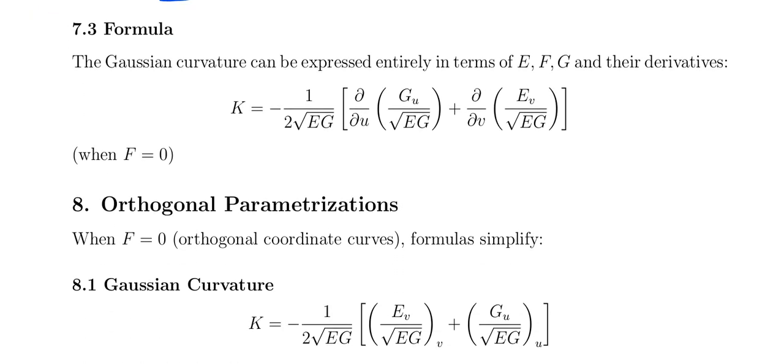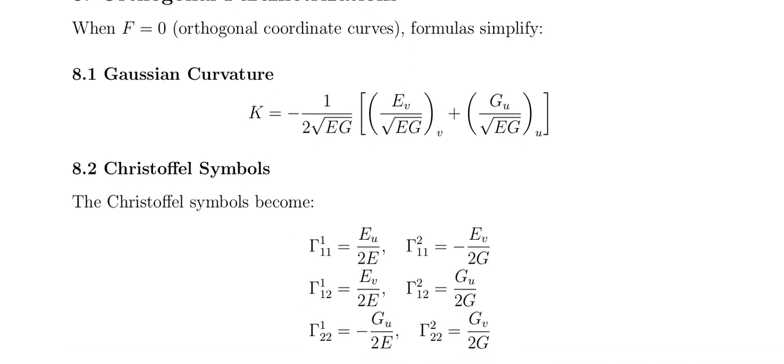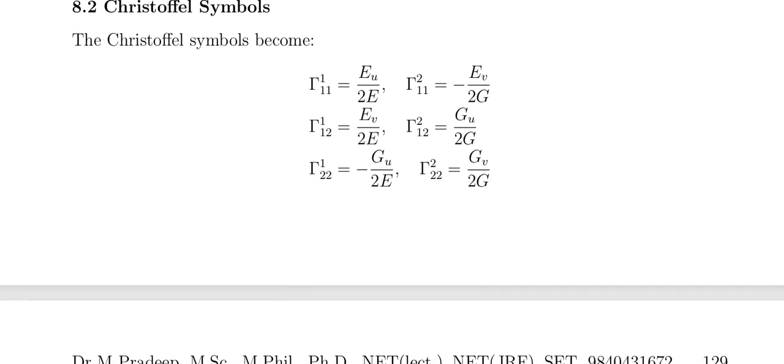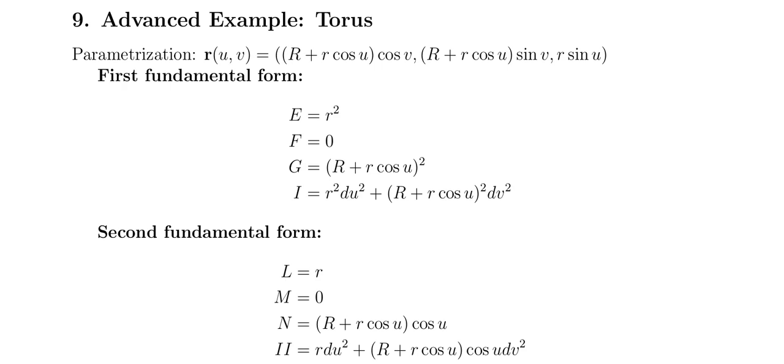Gaussian curvature is expressed entirely in terms of E, F, G. That is the formula. And in an orthogonal parametrization, when F equal to 0, the formula for Gaussian curvature becomes like that. Christoffel symbol and application, leave them.